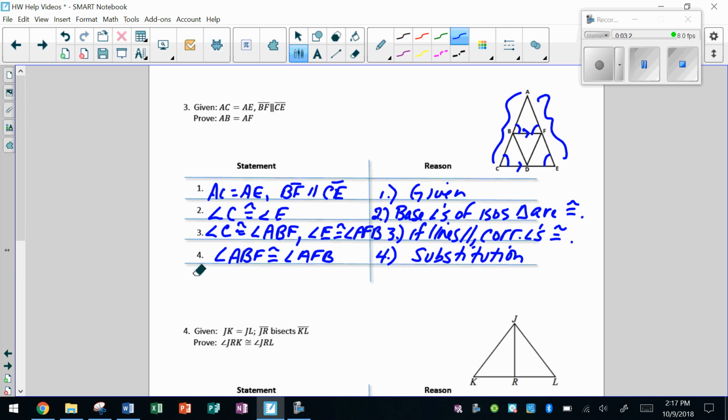And then we need one more step, step 5. Now I can say that AB is equal to AF, and the reason is basically sides opposite congruent angles are congruent or equal. In this particular case, I'll say equal because I did state AB equal to AF.